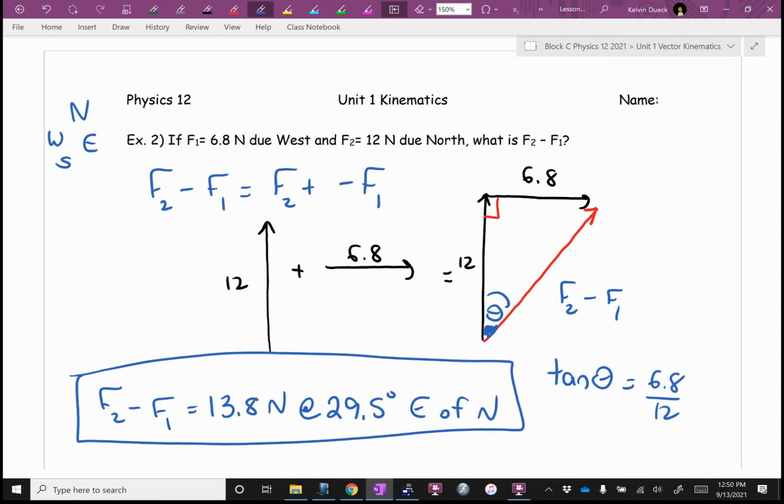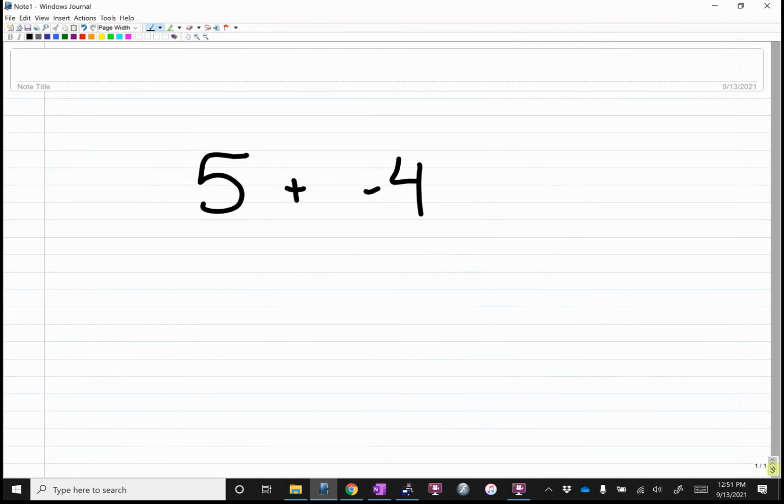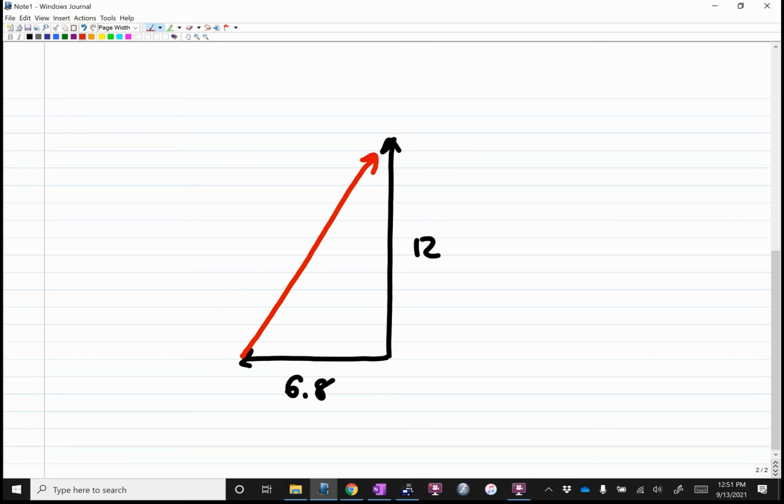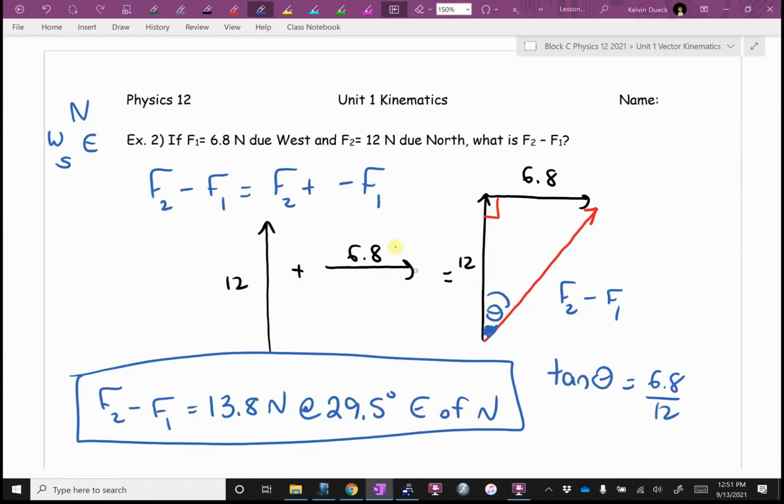Don't write this down, but I think I told you there is an actual subtraction rule. You draw them tail to tail, so you would go 12 north, 6.8 west, and the resultant was from the tip of the shortest one to the tip of the longest one. You get the same thing that we drew, but why memorize an entirely new rule when I can change it into something I already know how to do, or at least most of us already know how to do. Is that right? Am I good?